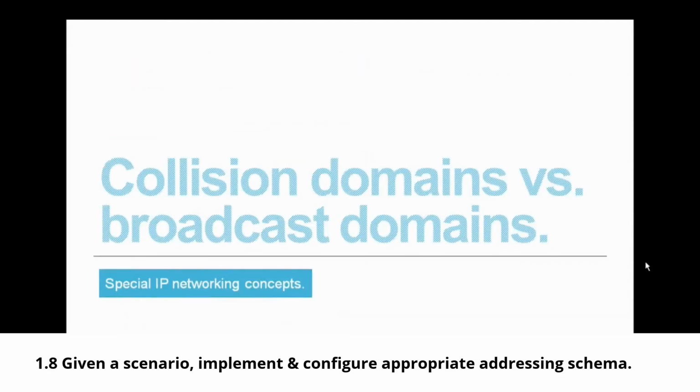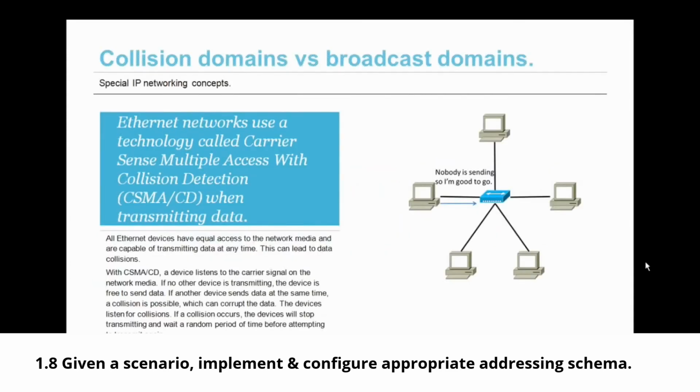Now let's discuss the difference between collision domains and broadcast domains. Before I can talk about collision domains and broadcast domains, I need to talk about carrier-sense multiple access with collision detection. All Ethernet networks use this technology, also called CSMA/CD, when transmitting data. In an Ethernet network, all Ethernet devices have equal access to the network media and are capable of transmitting data at any time. This can lead to data collisions.